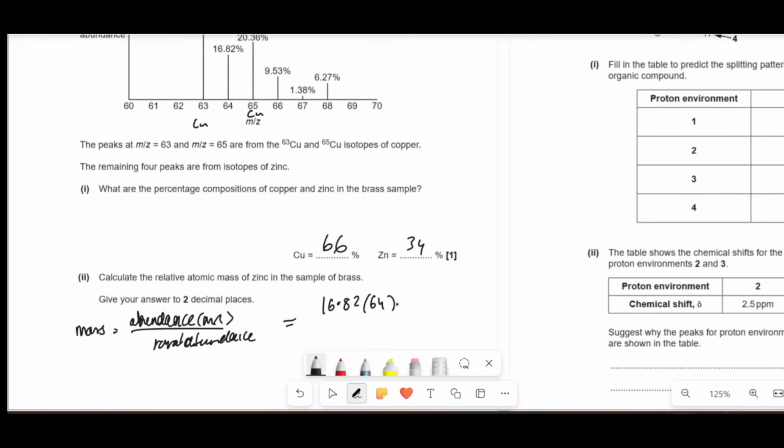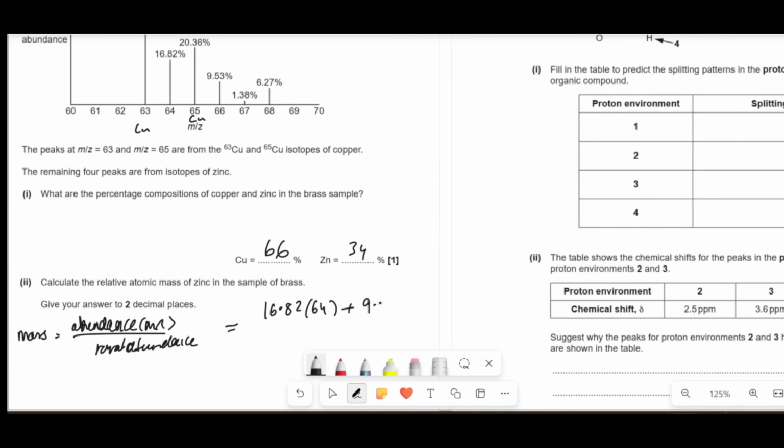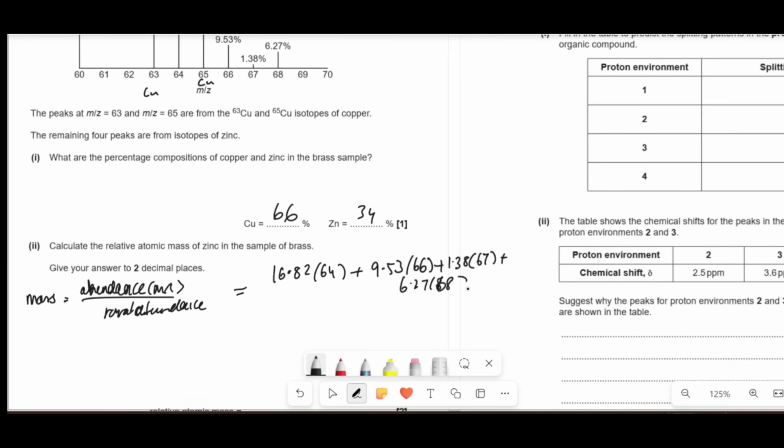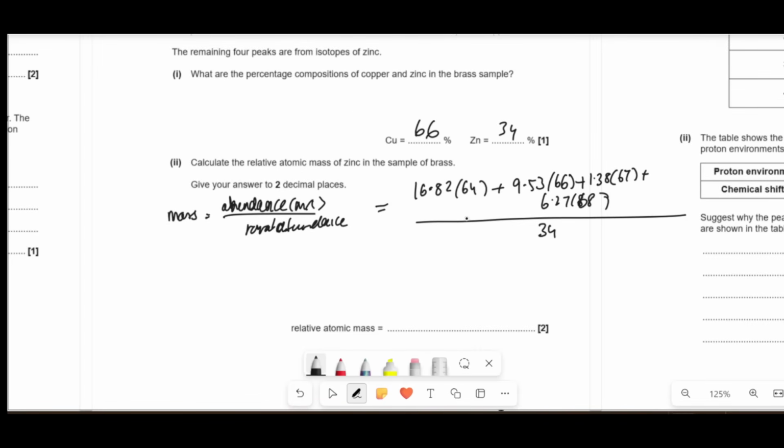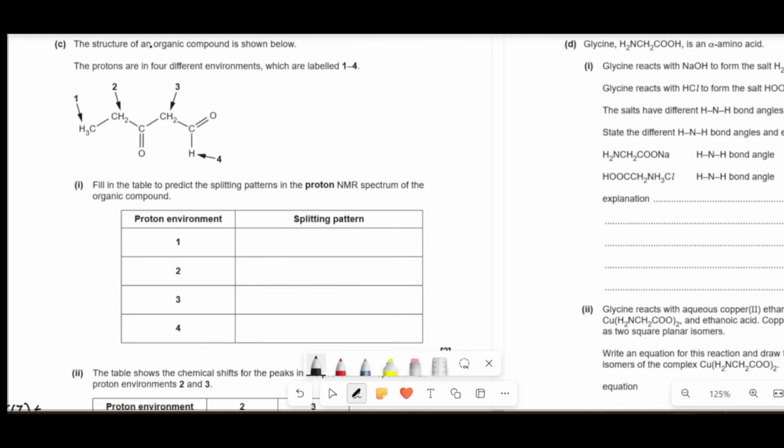16.82% times 64 plus 9.53% times 66 plus 1.38 times 67 plus 6.27 times 68. And then we need to divide it over their total abundance, which is 34%, not 100, because it's only, all of the zinc in this only makes 34%. If you do that, it gives you an answer of 65.42.